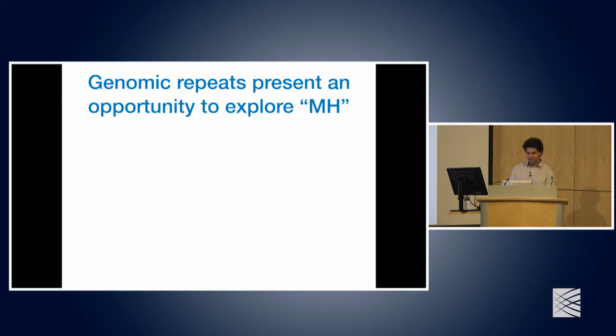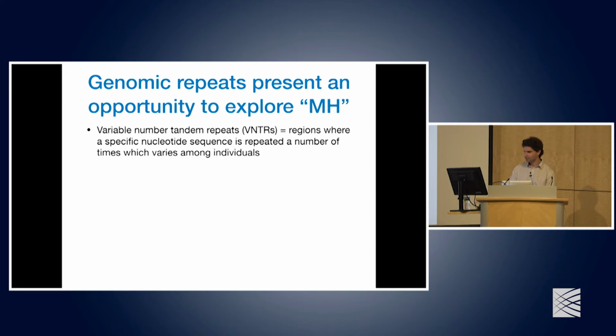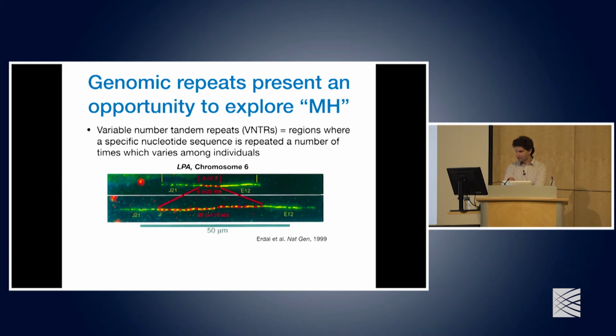I'm going to address a class of repeat variants called variable number tandem repeats. These are regions in the genome where a specific nucleotide sequence is repeated a number of times, which varies among individuals. Here's a picture of a VNTR, from Erdal et al.'s Nature Genetics 1999 paper, showing a VNTR on the gene LPA, which sits on chromosome 6. This VNTR is going to be important for us. It'll be a recurring and motivating example, so we're going to return to it.